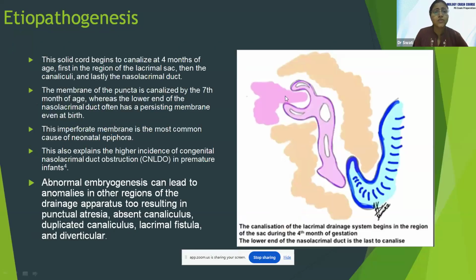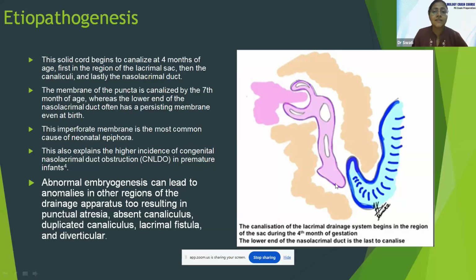Now this solid rod of cells begins to canalize at 4 months of age, first at the region of the lacrimal sac, and then lastly the nasolacrimal duct. So the membrane of the puncta is canalized by seventh month, and the last end of the nasolacrimal duct often has a persisting membrane even at birth.